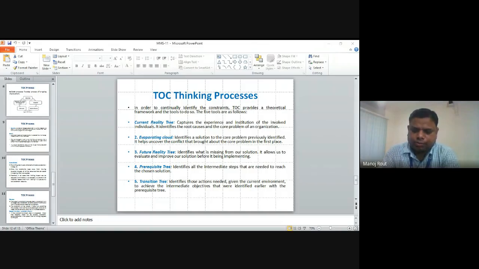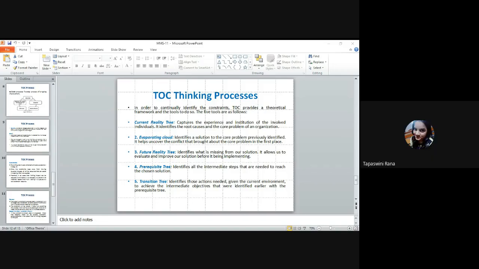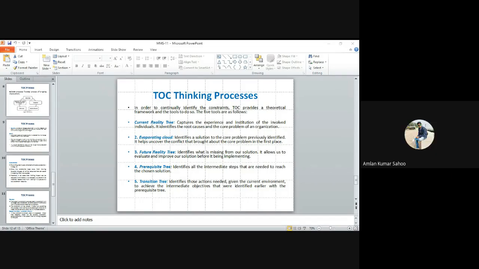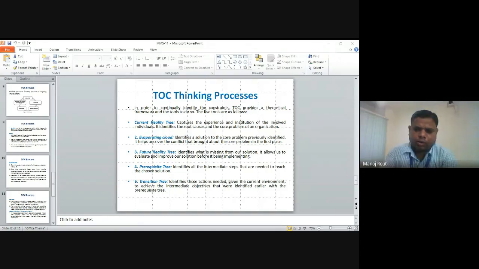The next question to Tapasuni Rana. What is forming process? Sir, forming process is the process where the product are given a particular shape. Okay. Amlan, what is forming process? Amlan, are you there? Yes, sir. Yes, proceed. Sir, forming process is nothing but giving raw materials a particular shape, sir. Okay.